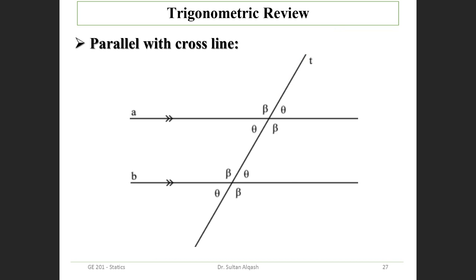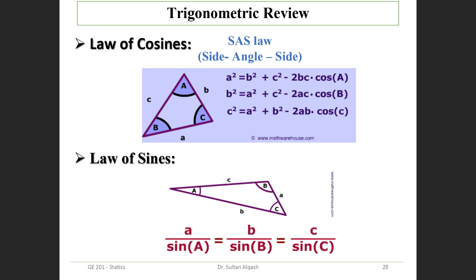Here is the parallel with the cross section, with the cross line. As I mentioned, if I want to figure any angle, this angle is equivalent to this, right? And this angle is equivalent to this angle. You know this, right? So this is called parallel with the cross line. So this is how you find the angles.